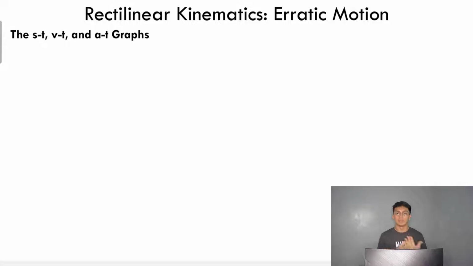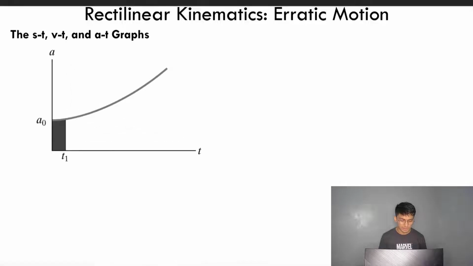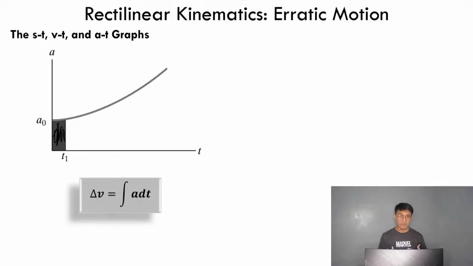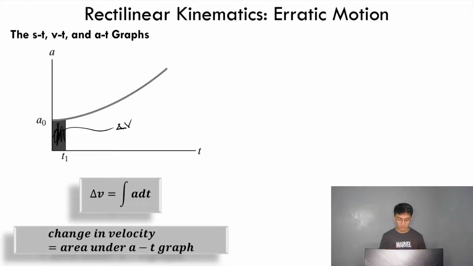Now, reversely, pwede naman tayo mag-create ng VT graph at saka ng ST graph given only the AT graph. For example, we have this AT graph. Itong nakikita natin na shaded part, ito yung tinatawag natin as the delta V. So, itong area na to is equal to the delta V or yung ating change in velocity. So, change in velocity is equal to the area under AT graph.